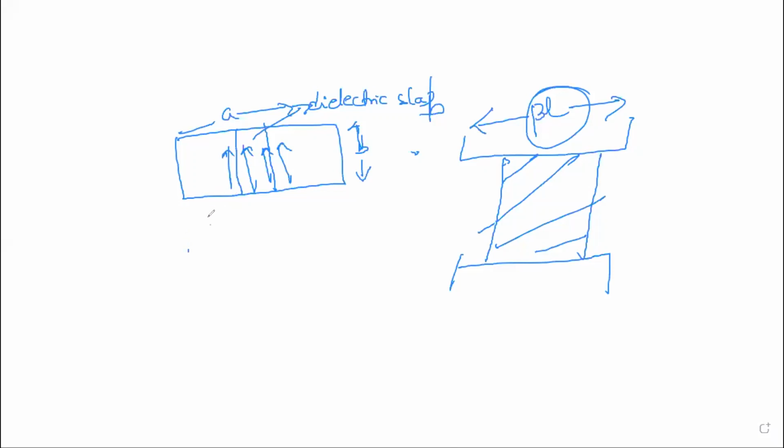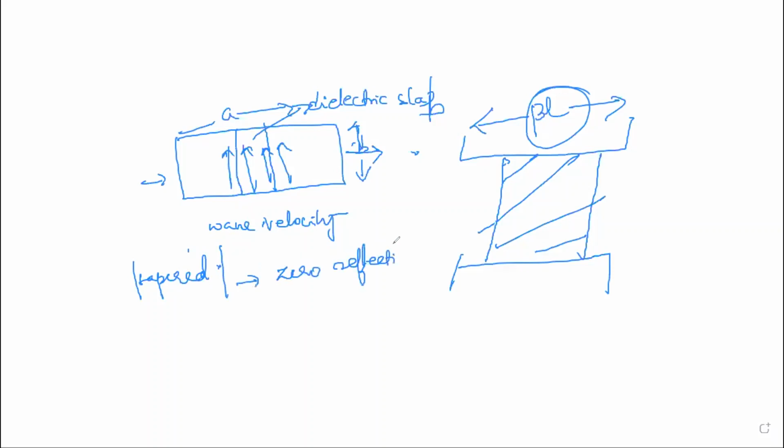The phase change is produced mainly because of the difference between the wave velocity through the dielectric slab and that of the empty waveguide, that is, without a dielectric slab. For the two ports, port 1 and port 2, both will be matched, and both ends will be tapered so that you do not get reflections, to obtain zero reflection. So that was the general introduction of the phase shifter.